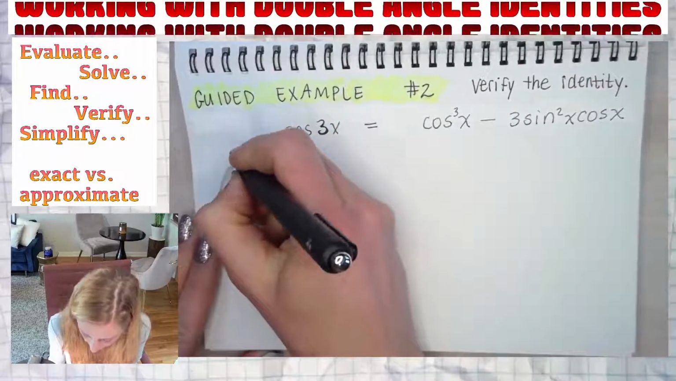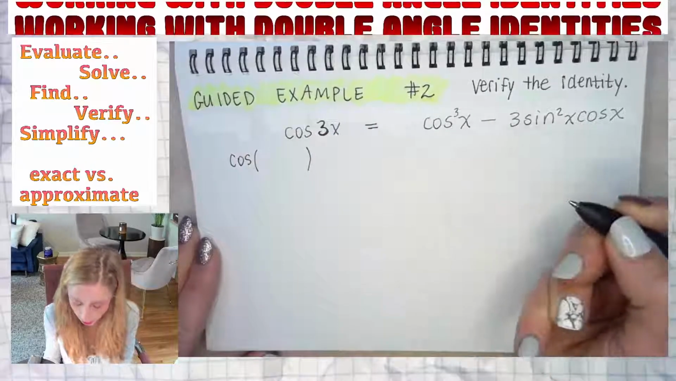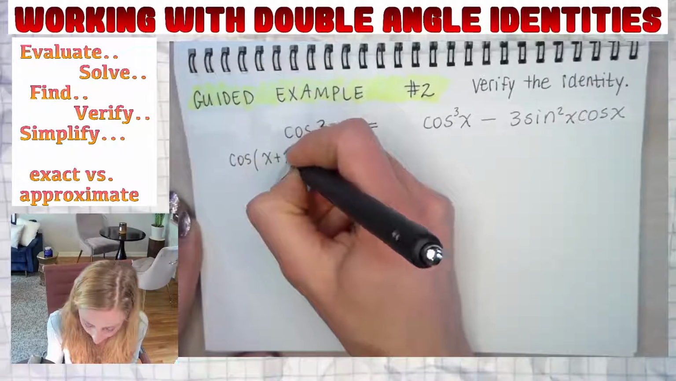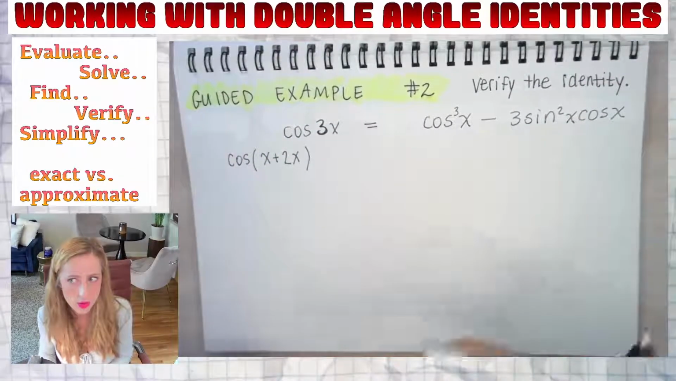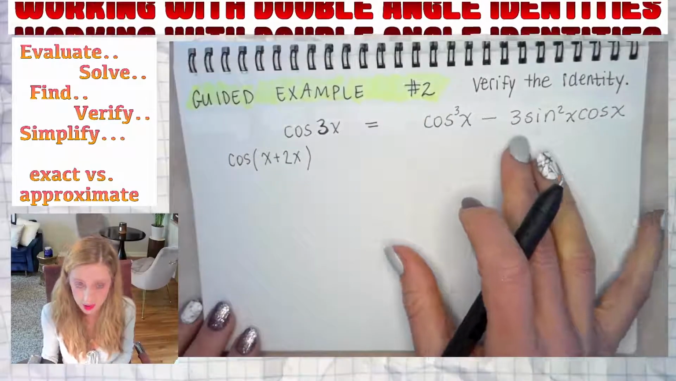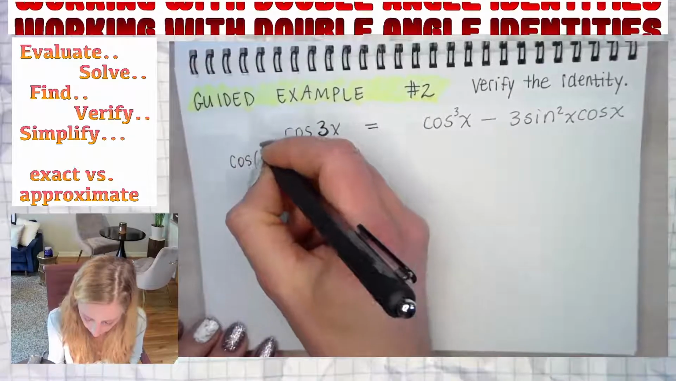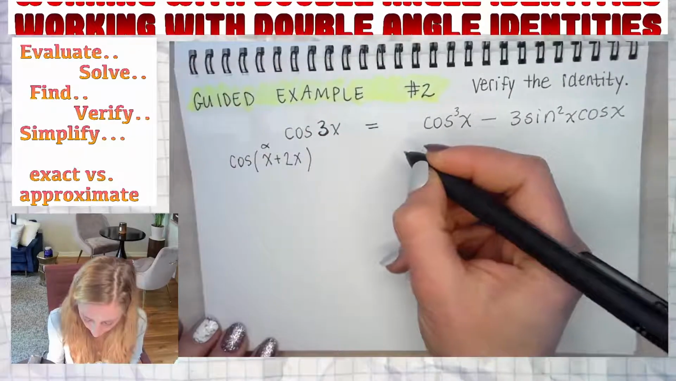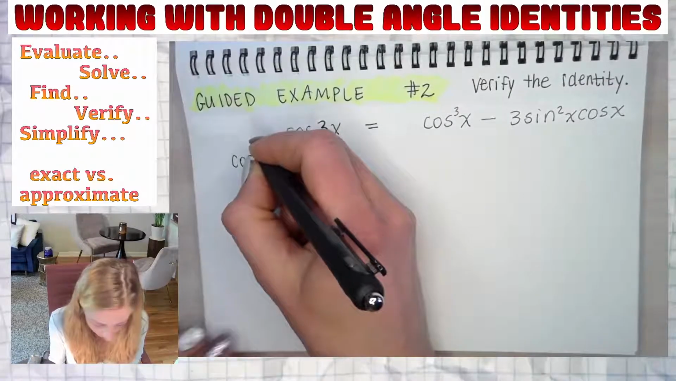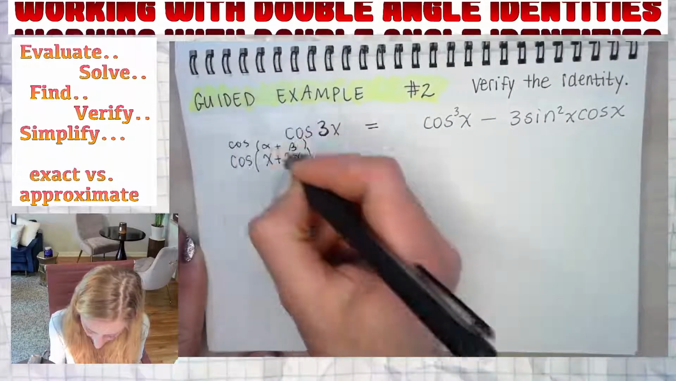The first thing I'm going to do for an example like this one is rewrite 3x as a sum. I'm going to use x and 2x because I have an identity that I can use if 2x is involved, and regular x is fine because everything here is already regular x, right? Plain 1x. Then in the next step, I'm going to treat x as my alpha, and 2x as my beta. So I'm finding the cosine of alpha plus beta.